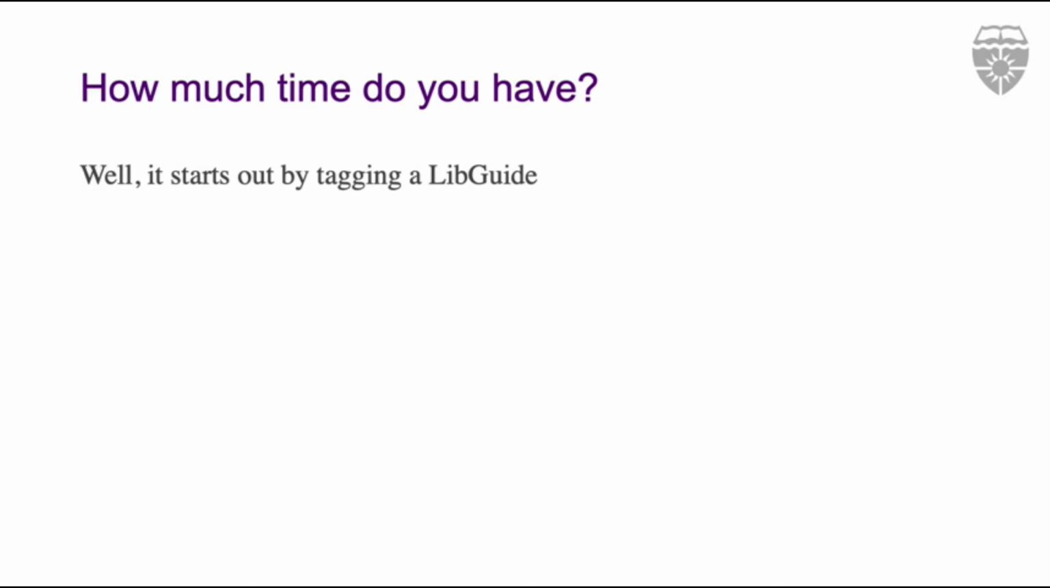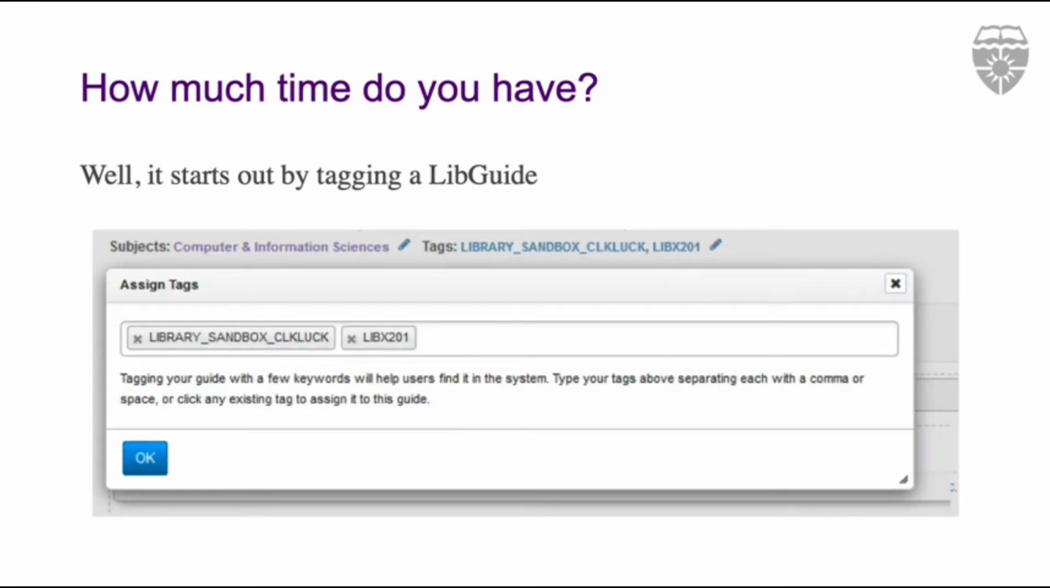Keep it brief. Starts out by taking a LibGuide, as I mentioned. That's kind of our preferred method. Taking LibGuides also allows us to look into integrations with like a Primo. If we can teach students to go into Primo and type in libx200 in the search, and they'll get the course LibGuide. So we can take a guide.